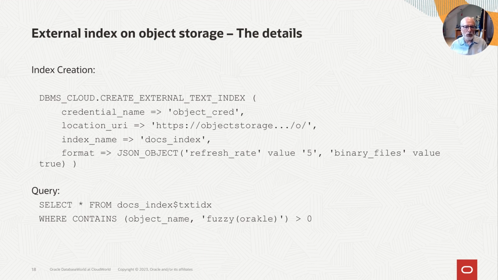Index creation, we call the DBMS Cloud package create external text index. Then we've got to give it a couple of bits of information telling it where to find the documents.